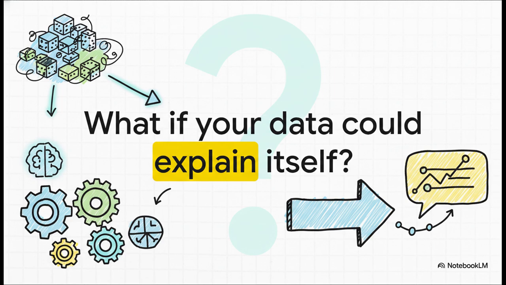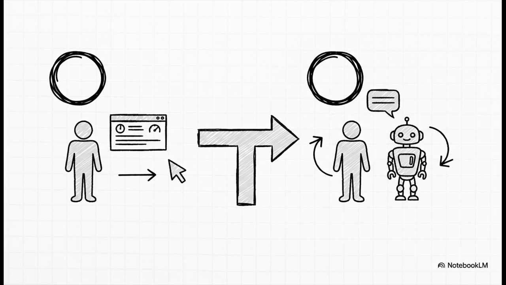Imagine a world where you don't have to spend hours or even days digging through spreadsheets trying to find that one golden nugget of insight. What if those insights were just delivered to you in a clear, easy to understand story? This is a massive shift in how we think about information. We are moving from a world where we manually analyze stuff to one where we have a collaborative partner in AI. So how does this whole thing actually work?